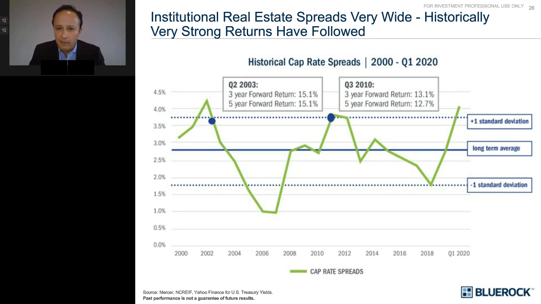The blue line is the long-term average. We've marked with dotted lines the one standard deviation up and down, and we're in a +1 standard deviation event. And that's happened twice in recent history, in 2003 and 2010. In 2003, the 3 and 5 year returns for institutional real estate were 15%-ish, and in 2010, the 3 and 5 year forward returns were 13%-ish.